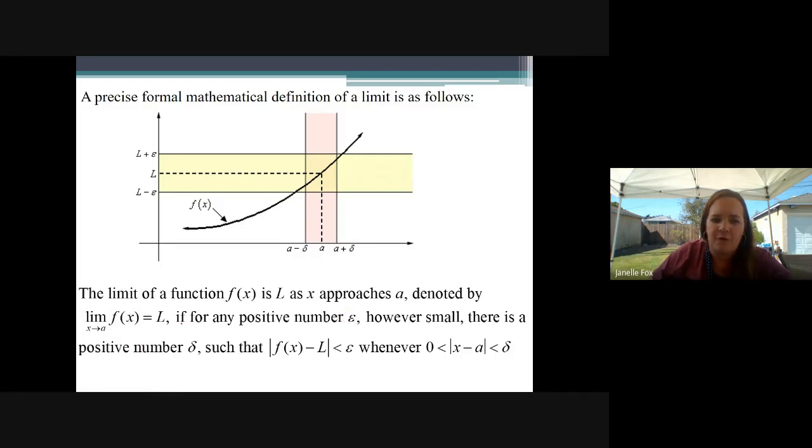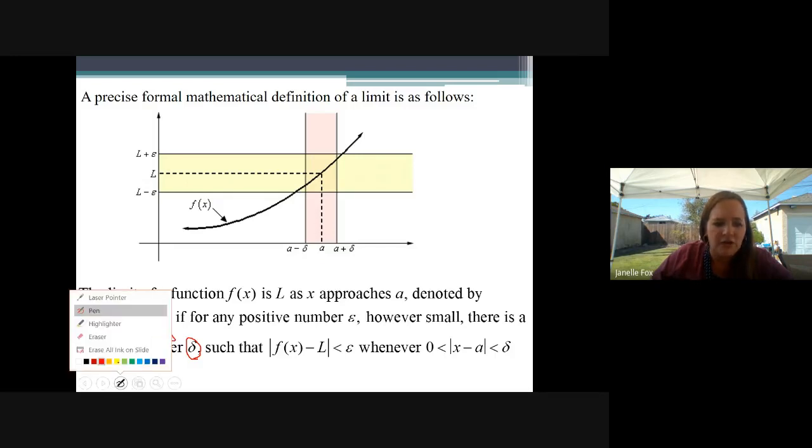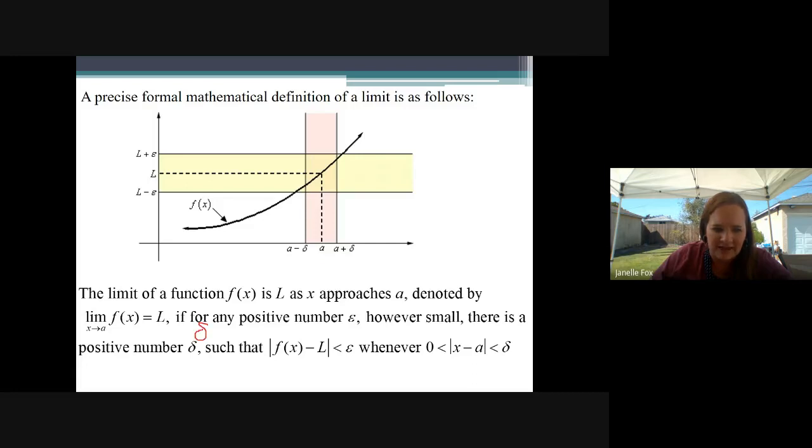So if for any positive number epsilon, however small, there is a positive number delta. This right here is a lowercase delta. A capital delta looks like a triangle, you guys know that, but this is a lowercase delta. It looks like a fancy D that has a little hook on it. That was a really bad job, okay?